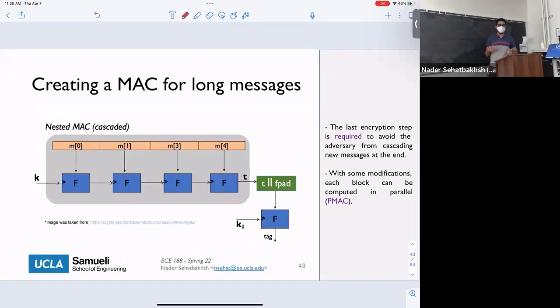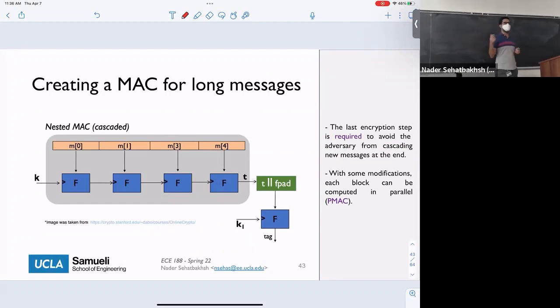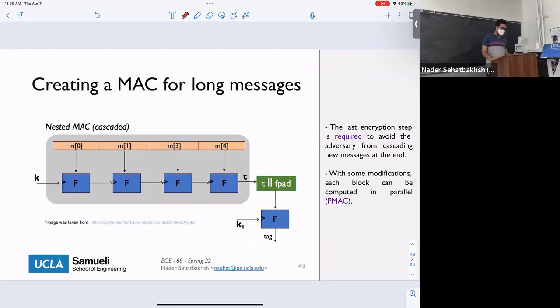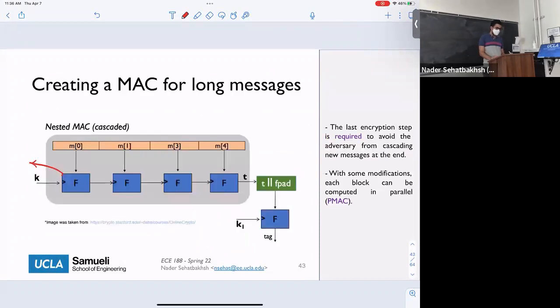So now what would happen if we have a long message, similar to the way that we use counter mode? We usually use what's called an NMAC, or nested MAC, which is basically the function described here. If you have multiple messages and want to create one tag for this big message, of course you can generate tags for each individual message, but that's not the greatest way of doing it. What you do is what's called a cascaded MAC.